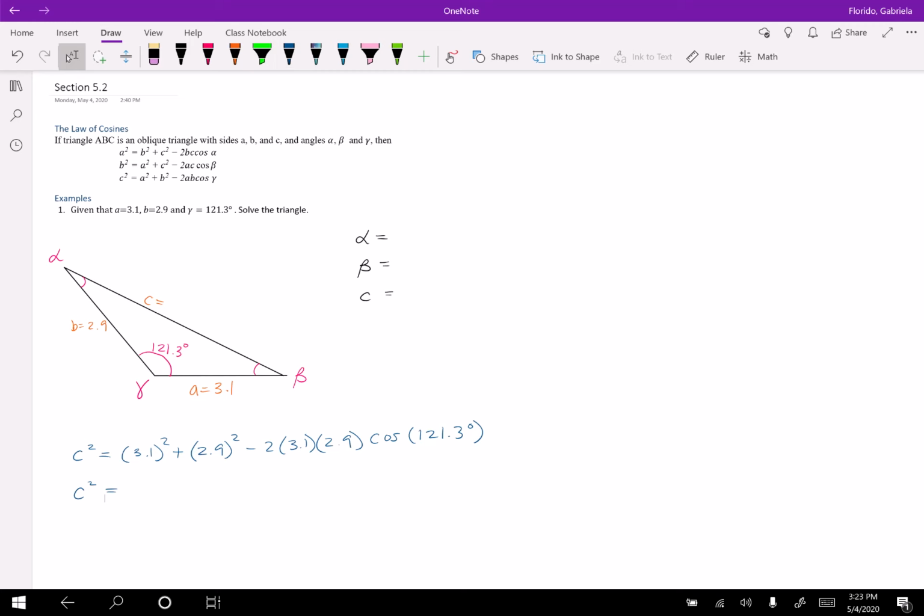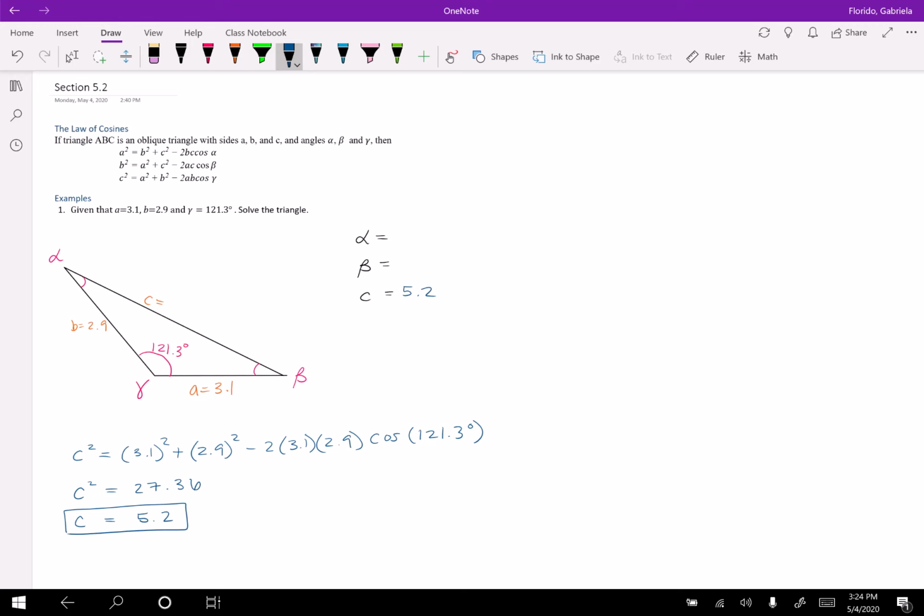My calculator gives me the value for c squared as 27.36. To find little c, we have to take the square root of both sides, and we're only going to take the positive square root because we're looking for a length here. And so little c ends up being 5.2. Awesome, so we found little c, 5.2.